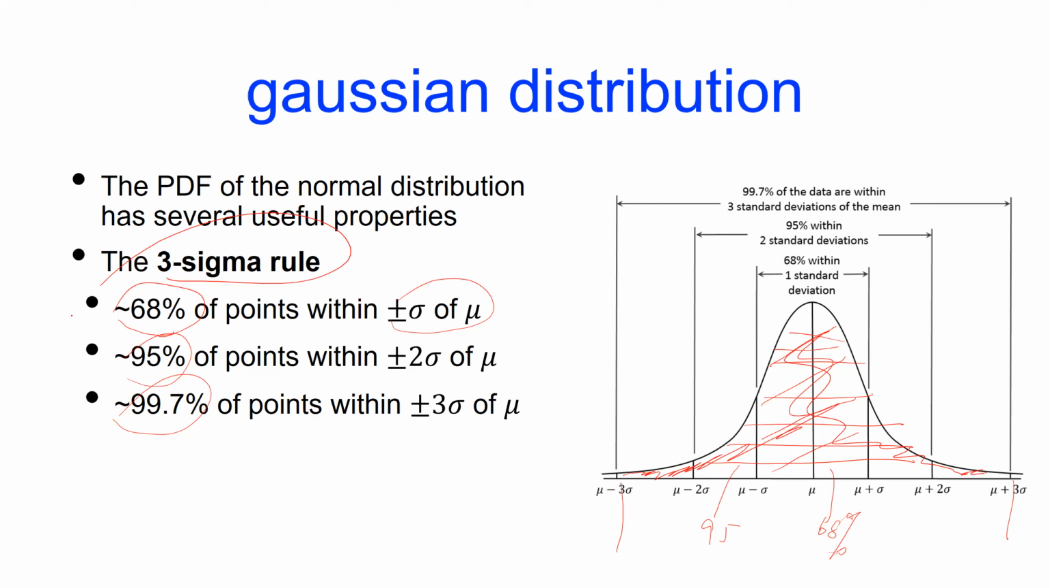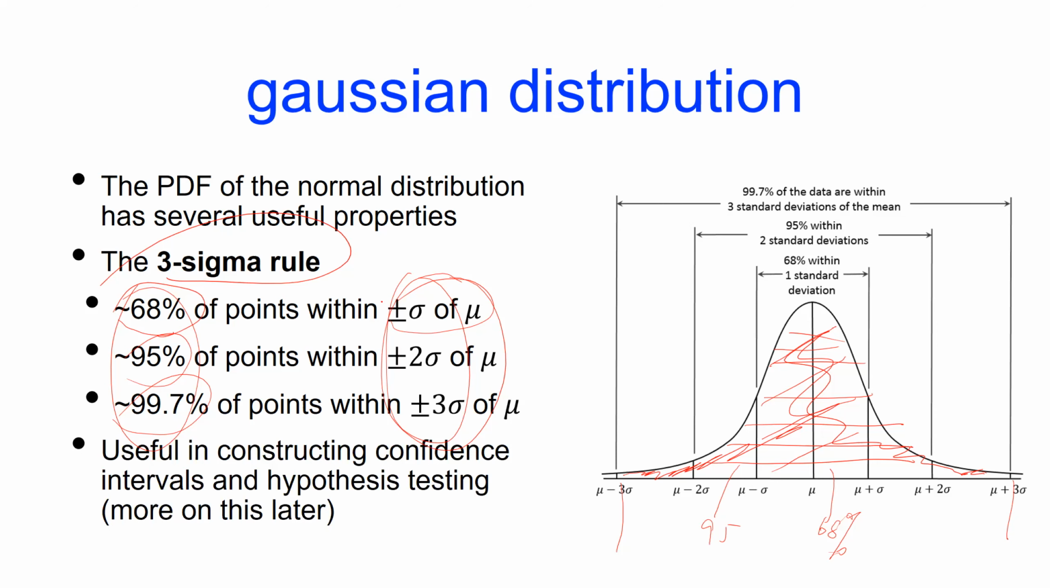And also remember those values, because when we do exams, we often do not wish for you to calculate a lot. So a lot of times we will make use of the 3 sigma rule, assuming you know this. Then you do not need to calculate a lot. So the 3 sigma rule is important. It's useful to construct confidence intervals and hypothesis tests.